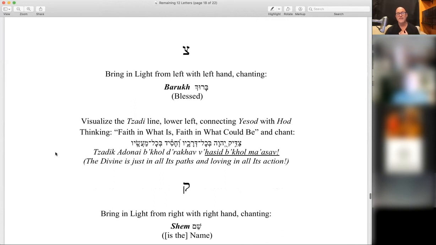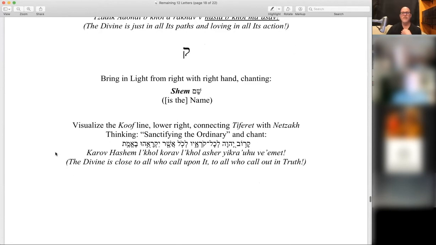Tzadik. Tzadik, Adonai bechol derachav, v'chasid bechol ma'asav. Bringing in light from the right with the right hand, Shem. Shem. Visualizing the Kuf line, lower right, connecting Tiferet with Netzach, sanctification of the ordinary, Karov.